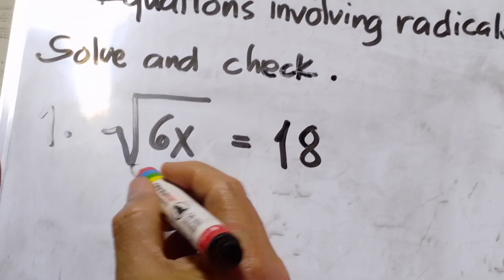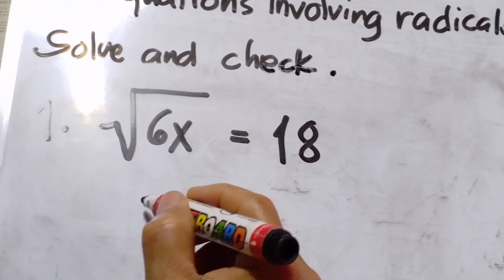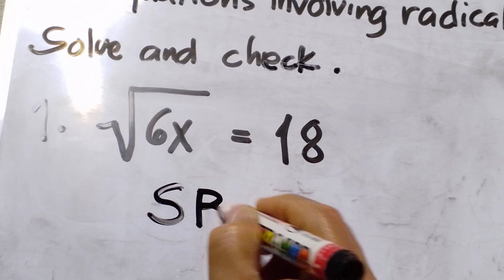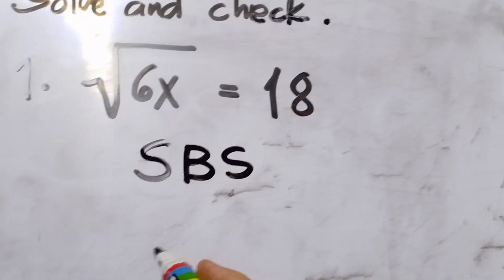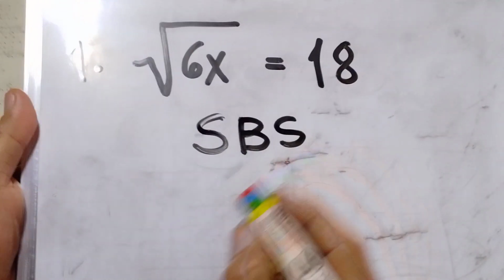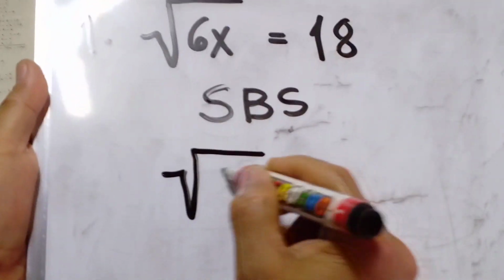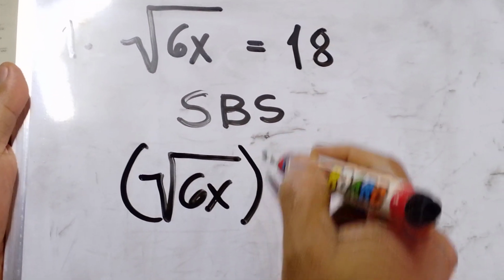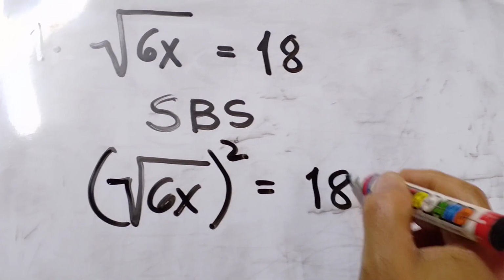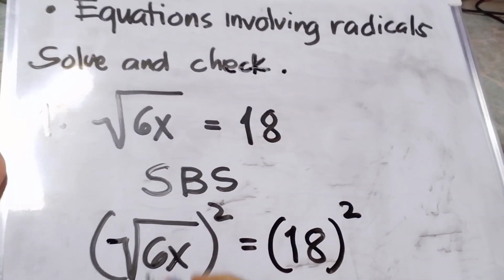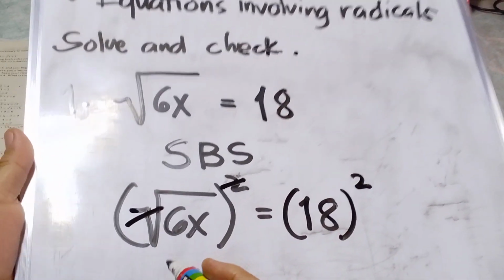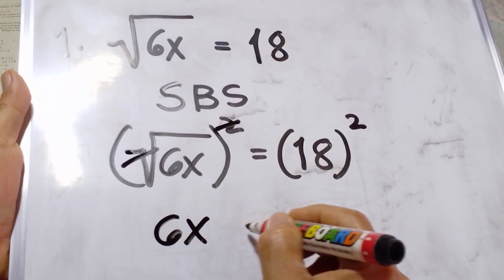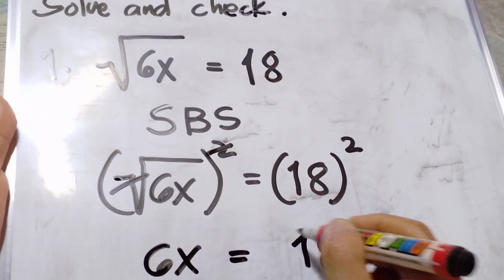So to eliminate this radical sign, I have to apply SBS. What does SBS stand for? SBS is squaring both sides. So I have to square both sides. So 18 will be squared also. So this will be eliminated. So this will be 6x is equal to 18 squared.